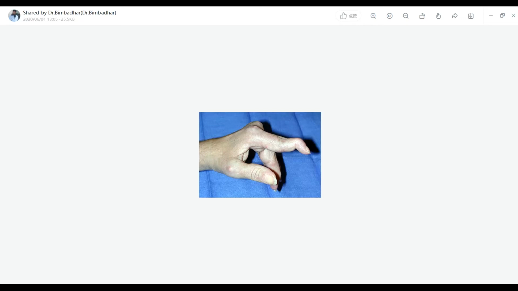Arslan, is this clear? Right? Please do not confuse. Yes. So the picture I showed you is the swan neck deformity. Right? Okay. Now let me show you another picture so that you can actually try to understand.